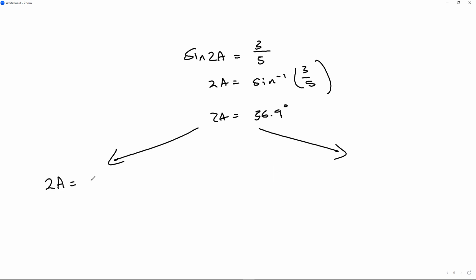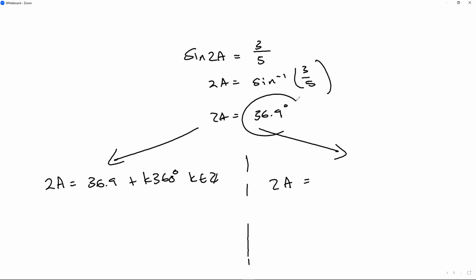We express both solutions first. So 2a can equal 36.9, and I'm going to use a general solution, plus 360 degrees, k is an element of integers. And then I write 2a again, and I know that the second solution, let's see if I can remember it this time, is 180 minus 36.9. And that'll come to 143.1.